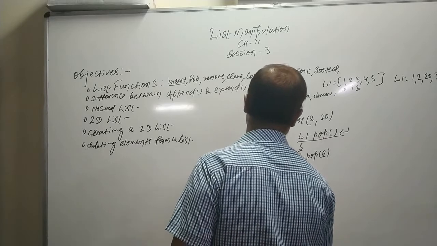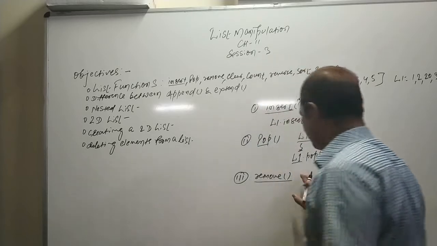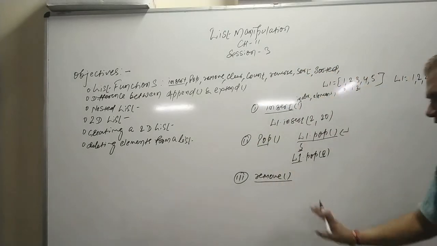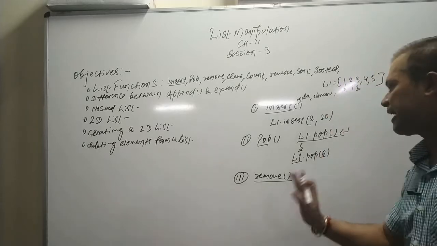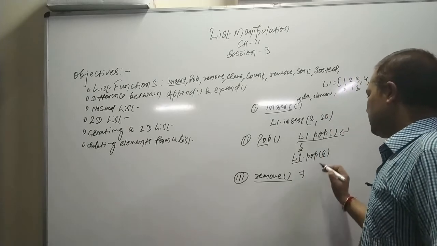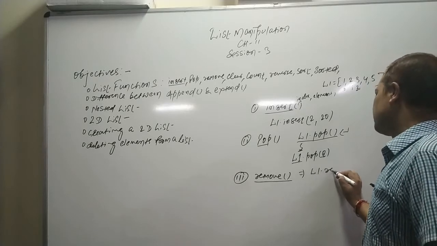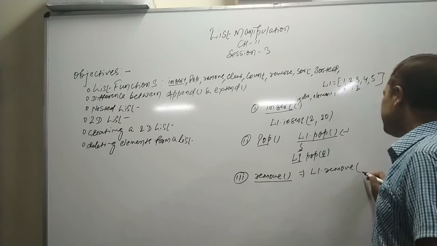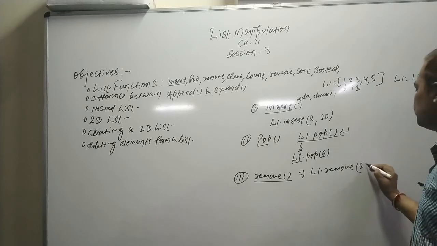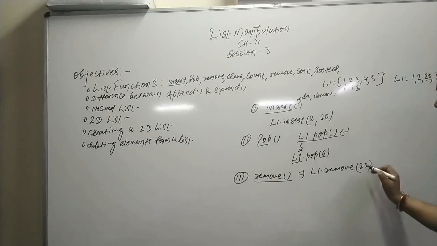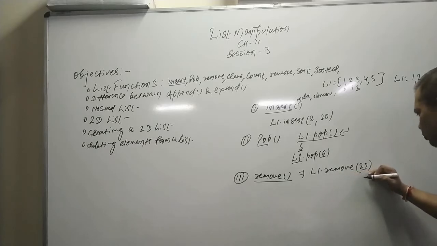Now next is remove. The remove method and pop do the same job. Remove also removes a particular element from the list, but mind it, it takes the parameter as an element, not the index. So if you want to apply the remove method, you simply say L1 dot remove, and inside the bracket I have to mention which element I want to remove. Suppose I want to remove 20, so you have to say 20. Wherever 20 is, it will be deleted from that. So this is L1 dot remove 20.